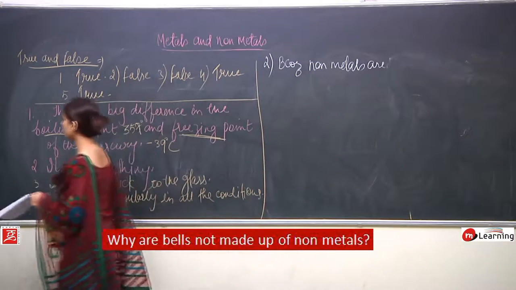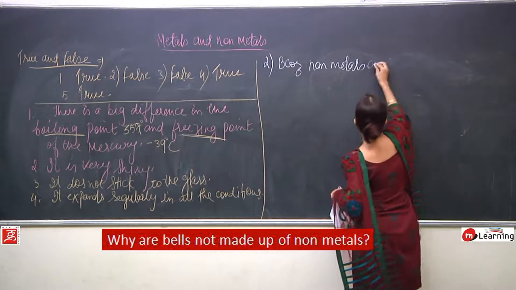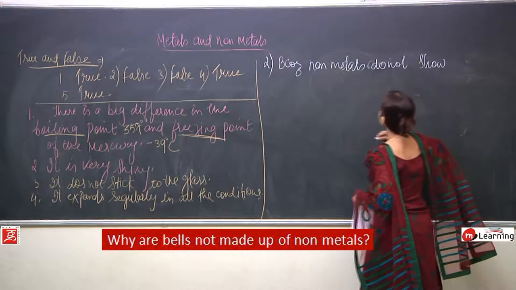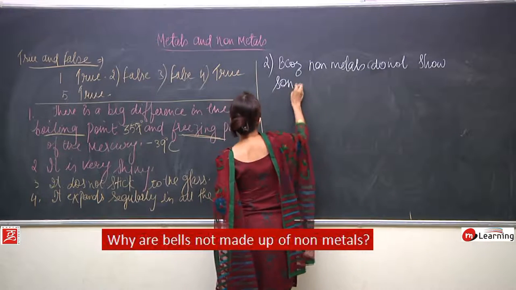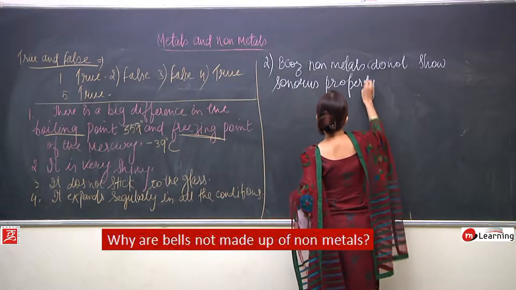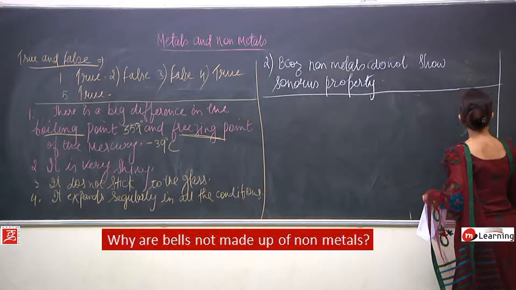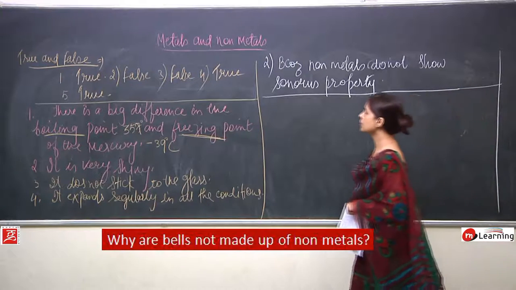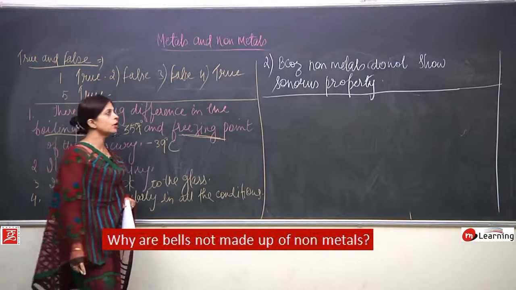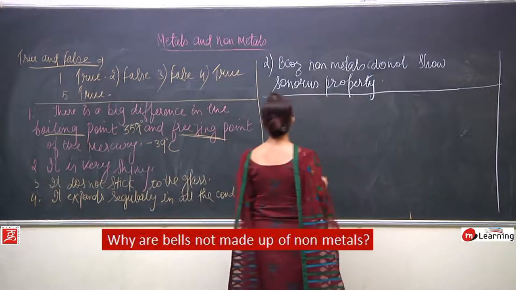A more perfect one: because nonmetals do not show sonorous property. What is the meaning of sonorous property? A property by which they produce a ringing sound. Ringing sound producing property is known as sonorous. Now, the next question is question number 3.